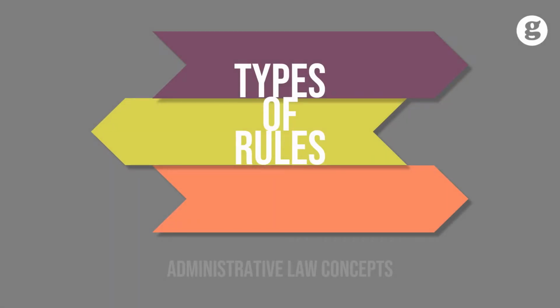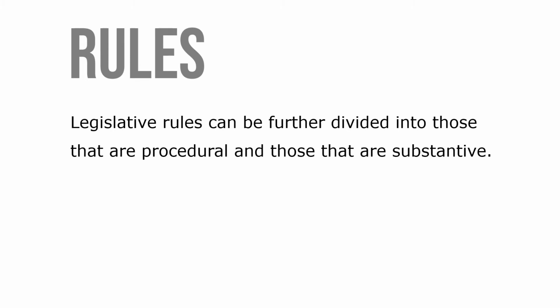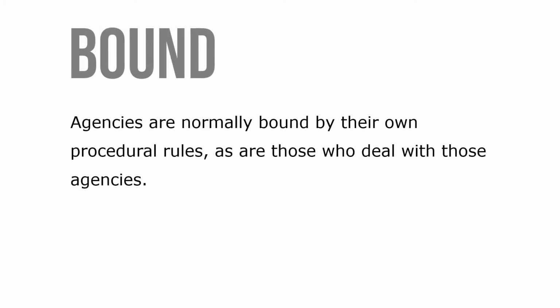Let's take a look at types of rules. There are two types of rules, legislative and interpretive. Legislative rules can be further divided into those that are procedural and those that are substantive. As a general proposition, a legislative delegation of authority carries with it an implicit authority to establish procedures necessary to enforce and implement the agency's delegated mandate. Agencies are normally bound by their own procedural rules, as are those who deal with those agencies.